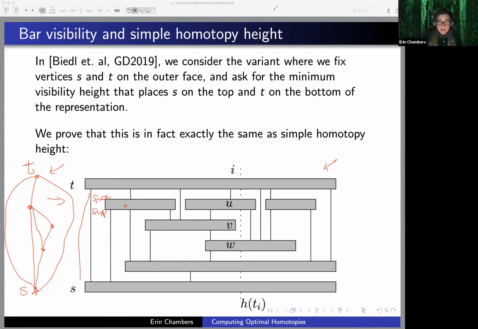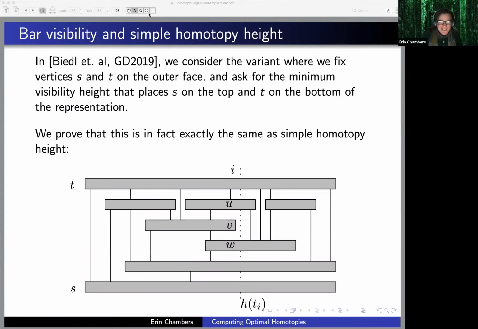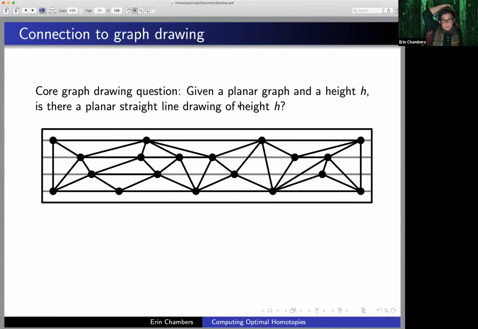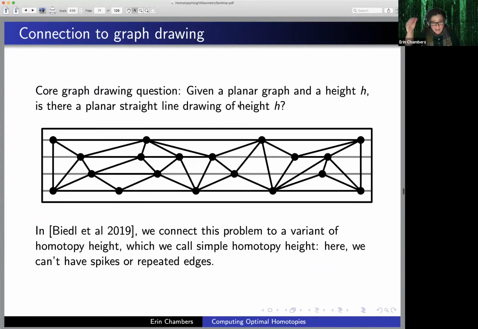I didn't see how this had anything to do with graph drawing. But somehow the height of how you draw it really does connect to the homotopy and the way you morph across it. So, is there a planar graph straight line drawing of height H is something graph drawers study a lot.